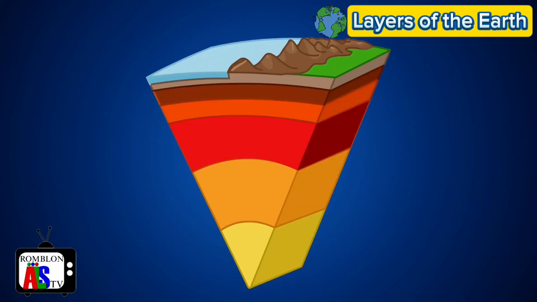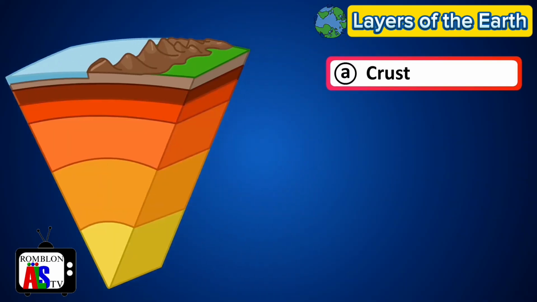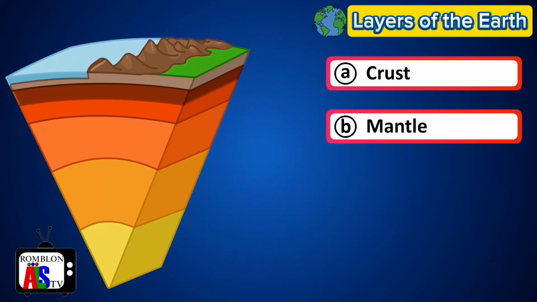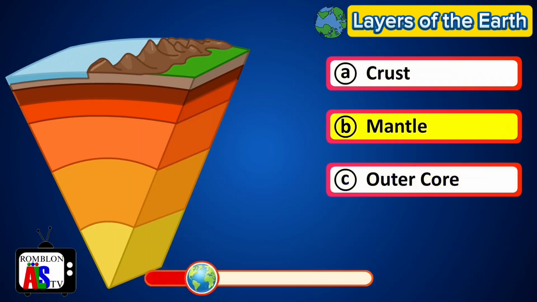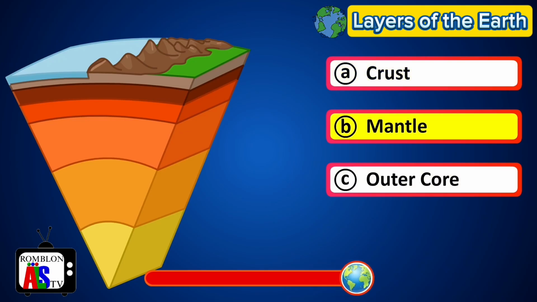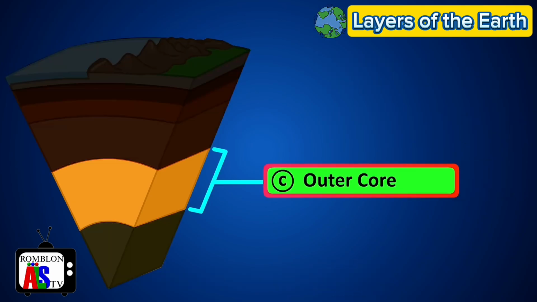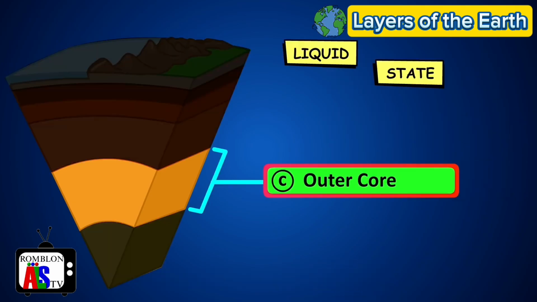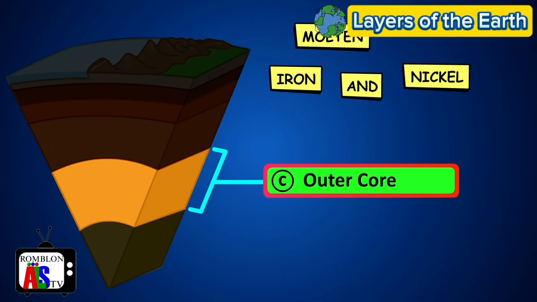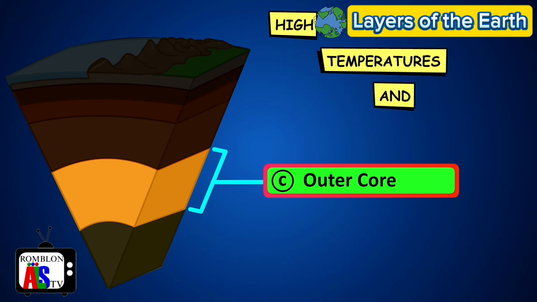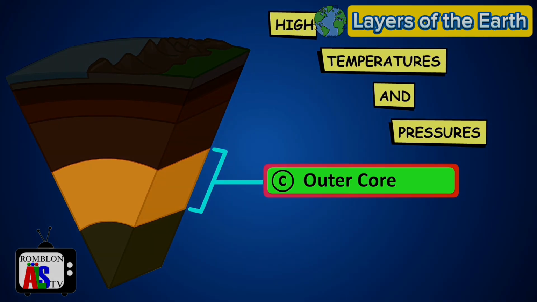Which layer is pure liquid? Is it A. Crust, B. Mantle, or C. Outer core? The correct answer is outer core. The outer core is the only layer of the Earth that is in liquid state, composed primarily of molten iron and nickel. Its liquid state is maintained due to the high temperatures and pressures formed in the Earth's interior.